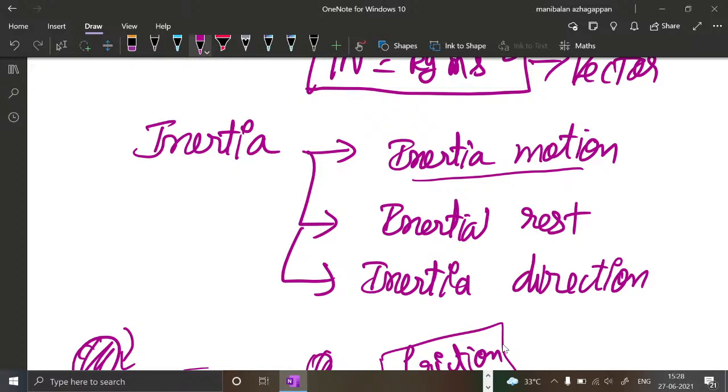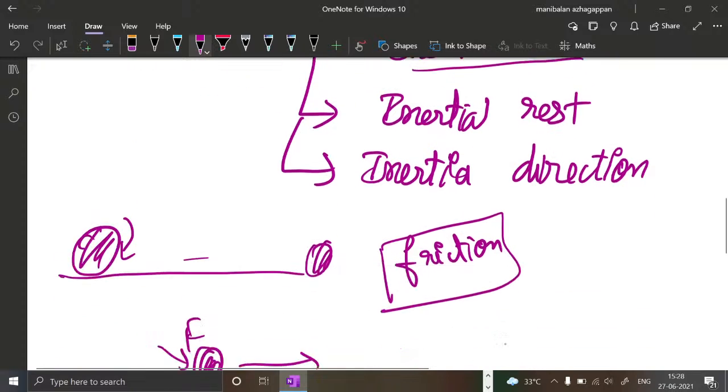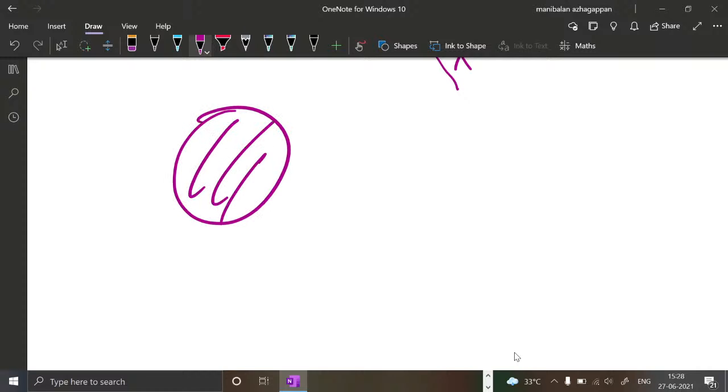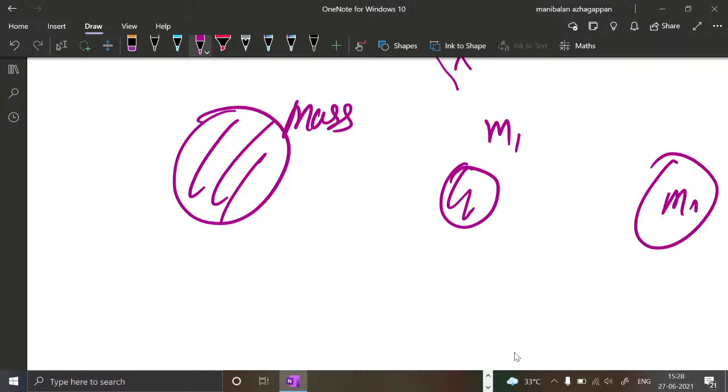Next, force. So that's it for inertia. The more mass there is, the more inertia it offers. m1 is a smaller mass, m2 is a bigger mass. Which will offer more inertia? The second case is going to offer more inertia.